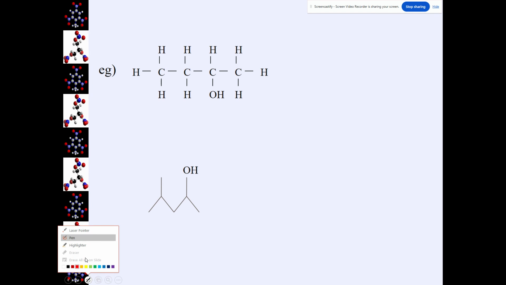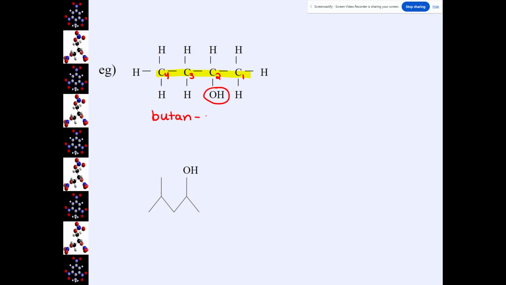So I have my longest continuous chain, and the OH needs to be on the carbon of the longest continuous chain. Then I number it so that my OH gets the lowest number. I have to number it this way. So the name is butan, no E because there's only one OH, butan-2-ol. Okay, butan-2-ol.